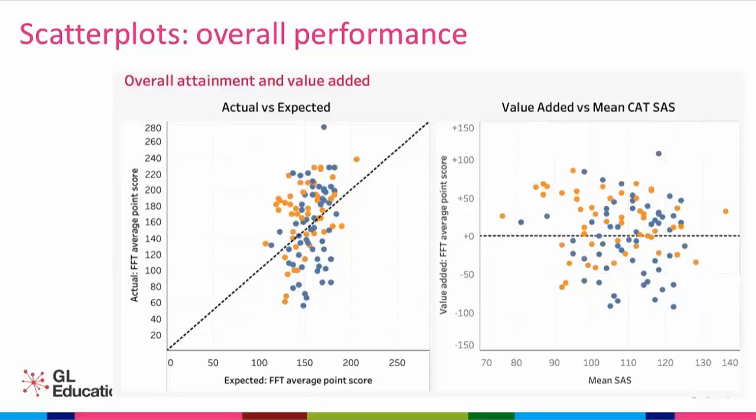And scatterplots are very useful for spotting patterns within the underlying student data, for having a look at outliers. In this example, the blue dots are boys, the orange dots are girls, so you can have a look at the gender difference for groups of students as well.